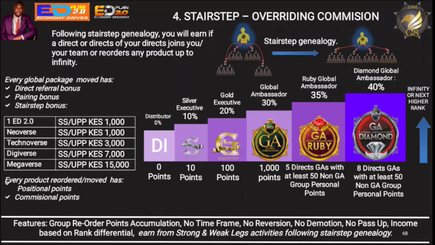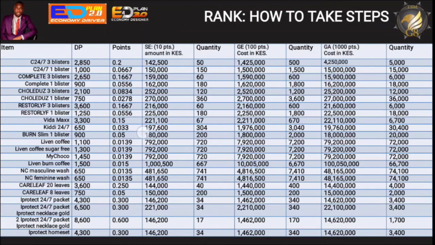Now, every time you move a global package, you get a direct referral bonus. A global package is the account, okay? A global package is a complete account that has 1,400 binary points or 700 binary points, depending on which country you're getting it in, if it is associate or global. So that is how it is. Now, every time you move a global package, you get a direct referral bonus, you get a pairing bonus, and you get a stair-step bonus, okay? Each and every package has its own value for stair-step bonus. Here, the most important income is the stair-step bonus. That is what you're going to look into, okay?